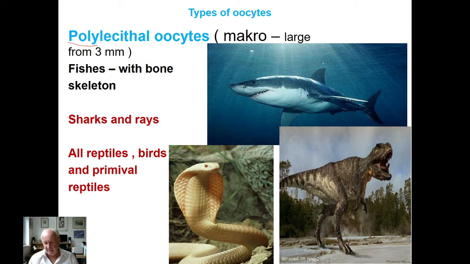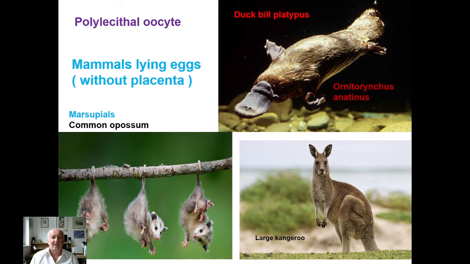And one interesting group from mammals with polylecithal oocytes are mammals which are laying eggs. They haven't got a placenta. So maybe you know the Ornithorhynchus anatinus, duckbill platypus. Maybe you know some marsupials. Maybe you know kangaroos. Yes, so all those and still other examples of mammals laying eggs. So they have polylecithal oocytes, please. So this is one possible line how we can divide oocytes according to the amount of the yolk.